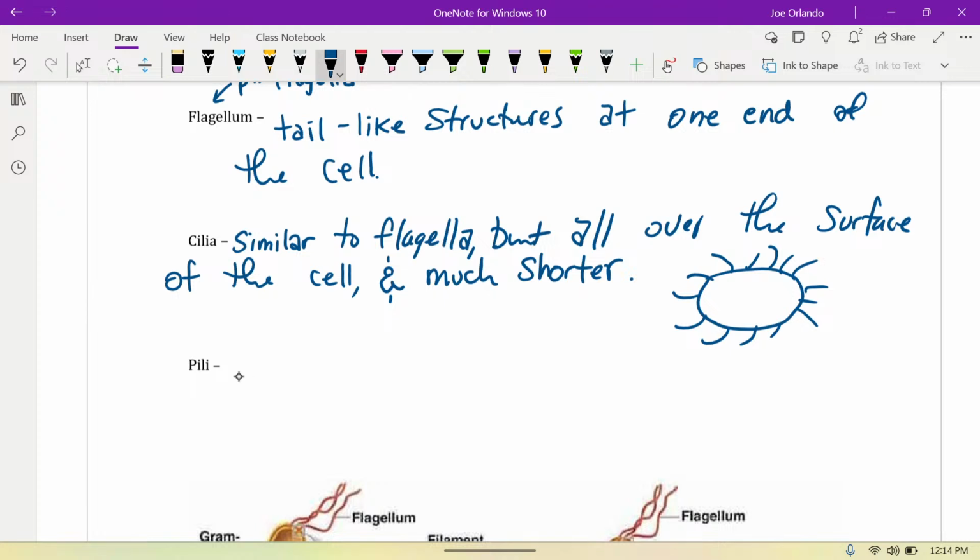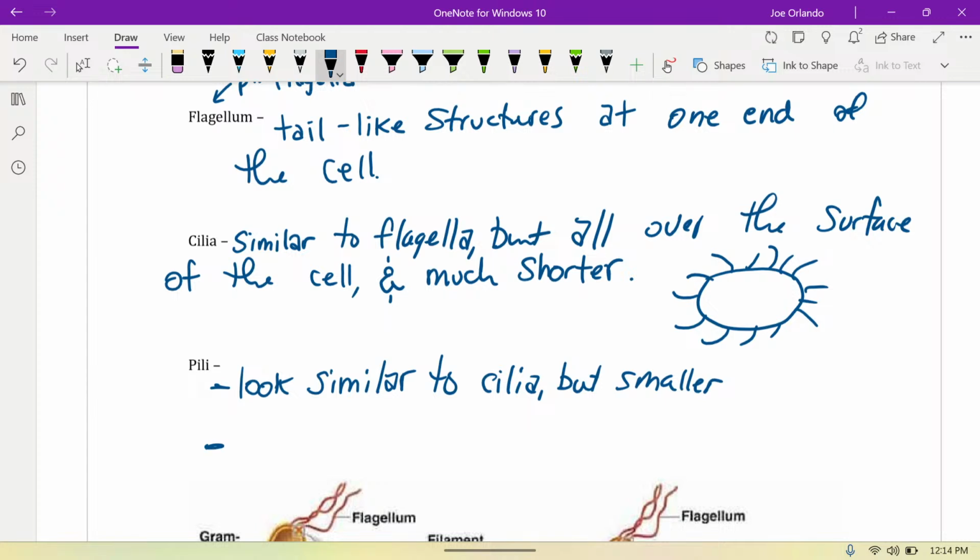And then the pili look similar to cilia. They're smaller. But we already said what they're for. They're not actually for motion, so I don't know why I put them in the motion section. Their purpose is sort of latching onto surfaces.